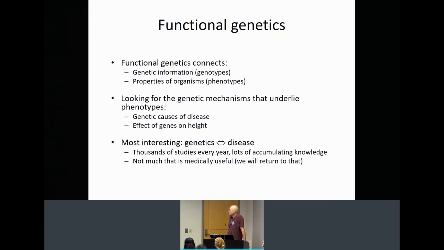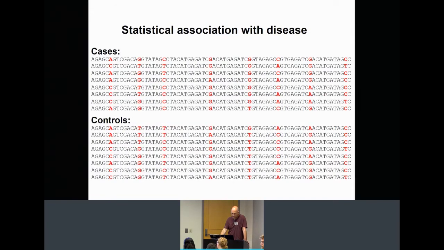This was written years ago, but I think the situation hasn't changed much in the sense that there's lots and lots of studies of connections between genetics and disease. We have a lot of associations, a lot of accumulating knowledge, but our medical understanding of the implications of this lags far behind our ability to find statistical associations. Okay, this is how GWAS works. I'm sure we all know.